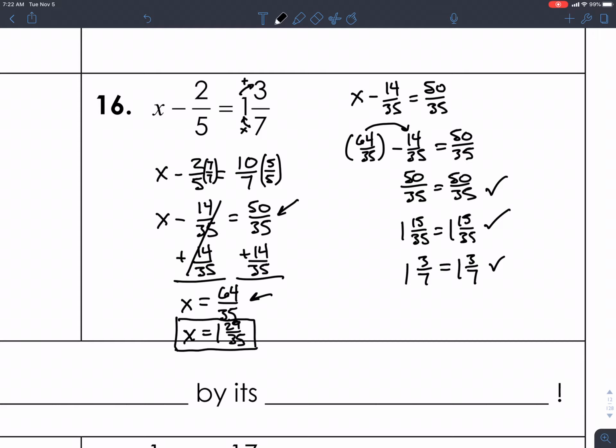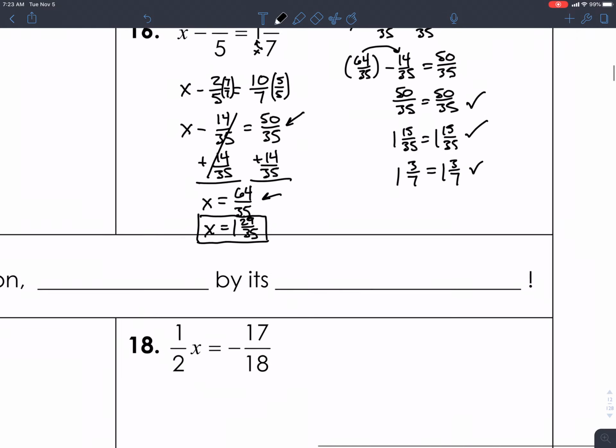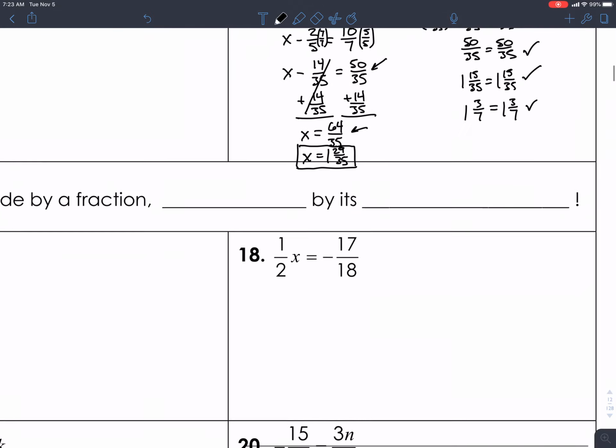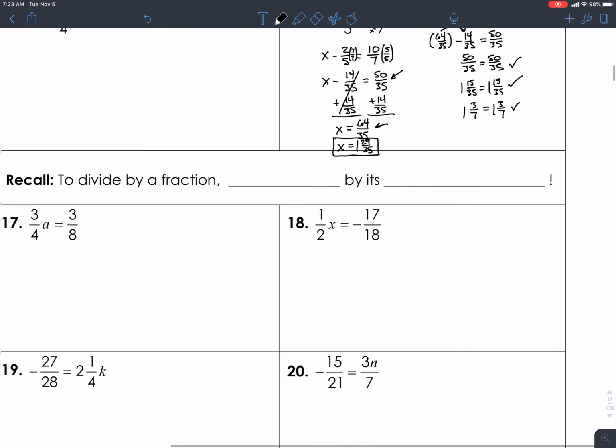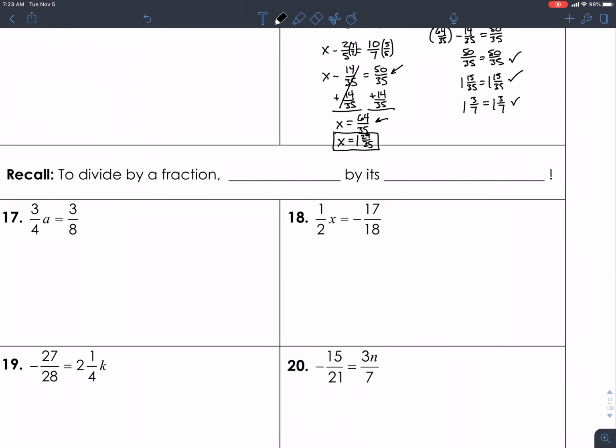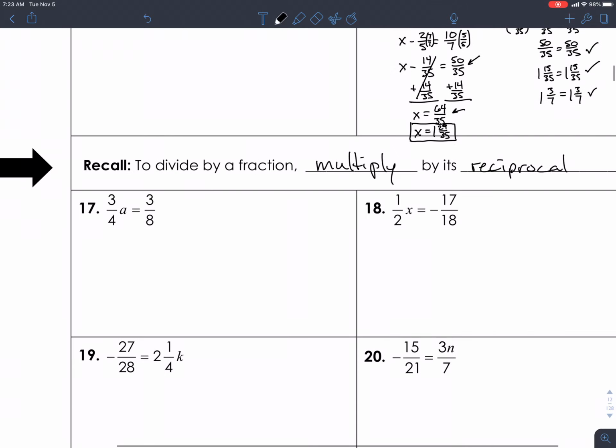Now, next part. One thing we got to remember. Recall, to divide by a fraction, multiply by its reciprocal. That just means remember, keep, change, flip. You keep the first fraction, you change division to multiplication, and you flip the second fraction. So I'll show you what I'm talking about.